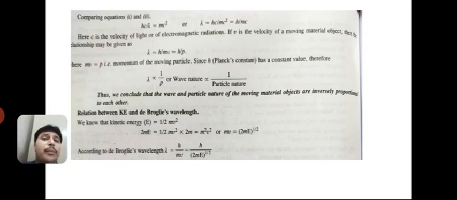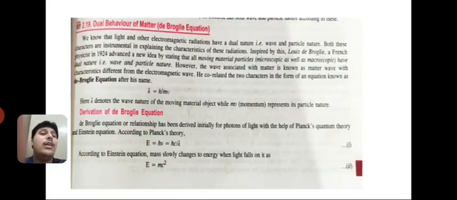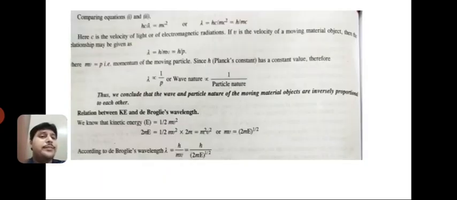So once again, comparing equations 1 and 2, we get hc upon lambda equal to mc square, then lambda equal to h upon mc, and if v is the velocity of a moving particle or material object, then the relationship may be given as lambda equal to h upon mv, and we know very well mv is the momentum, so we can write lambda equal to h upon p. This lambda equal to h upon p, or lambda equal to h upon mv, is called the mathematical equation of the de Broglie concept, or the de Broglie equation, right?